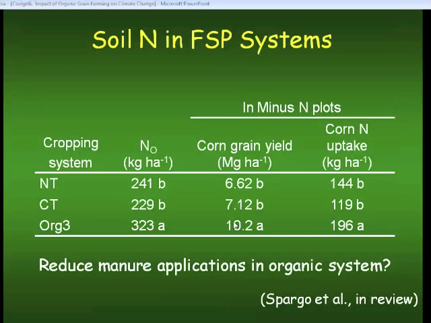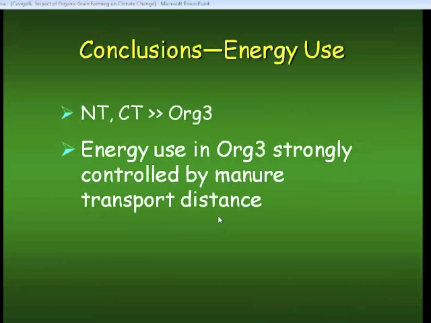But what this also indicates is that we might be able to reduce manure applications in our organic system. So we need to look at this with some reduced manure applications, because this number is without any manure or any hairy vetch. So we might be able to rely more heavily on our hairy vetch and less on our manure in these systems. That's kind of a side note that I think might be of interest for future discussion.